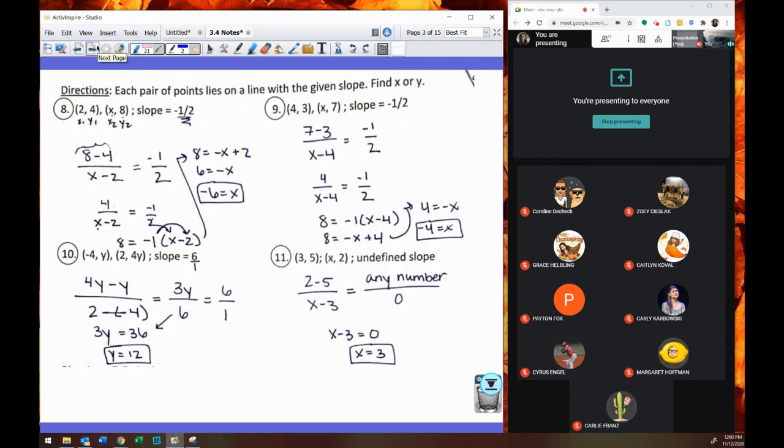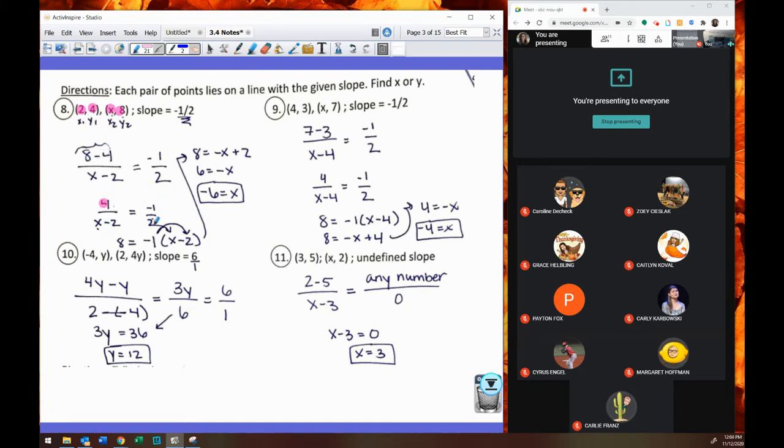Numbers 8 through 11 are the ones where you have to set up your proportion, again using your knowledge of what the slope formula is. So I know I can calculate a slope by subtracting my y coordinates. That's what I did here: 8 minus 4, because I have y and y. And then subtract your x coordinates. I just have x minus 2. Then I take a step to simplify so it's easier. 8 minus 4 is 4.